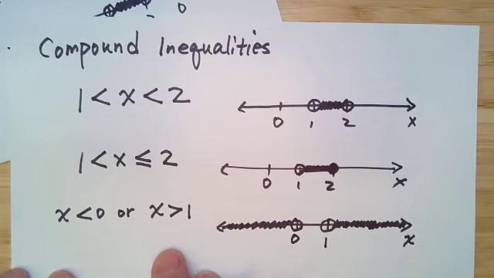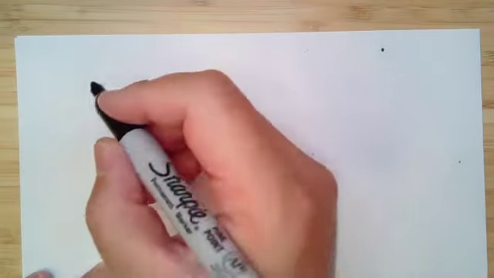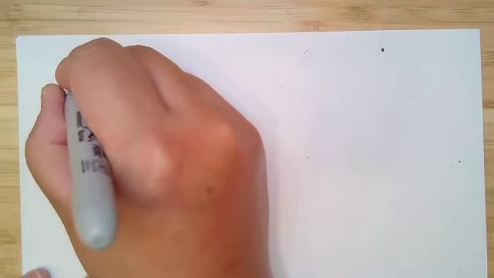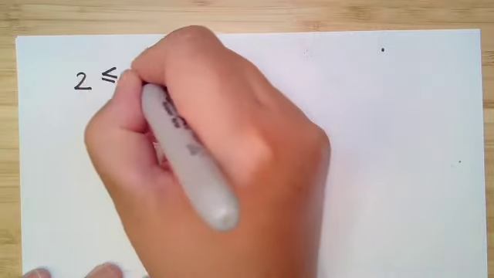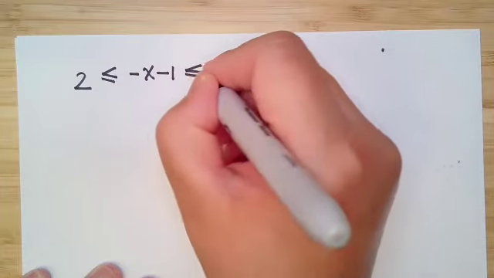So what we need to exercise is this type of inequality, which we don't have in the equation part. We're going to solve this compound inequality with absolute value: 2 less than or equal to negative x, negative 1 less than or equal to 3.